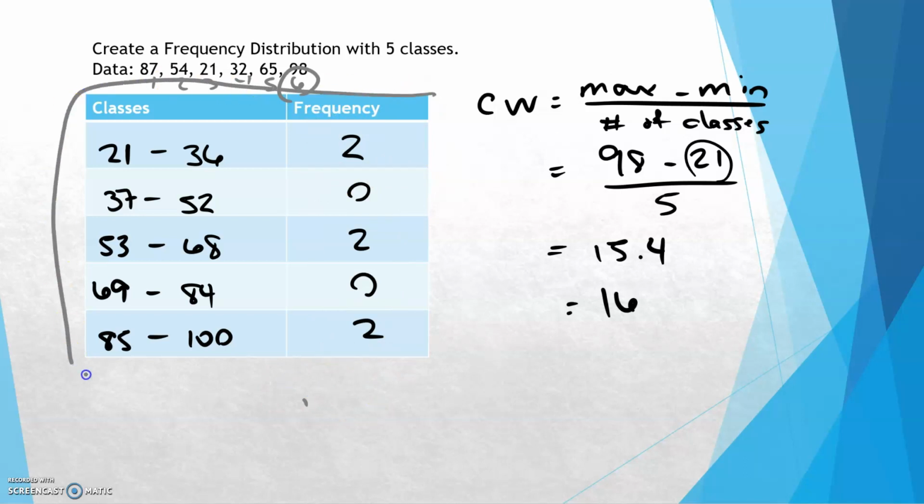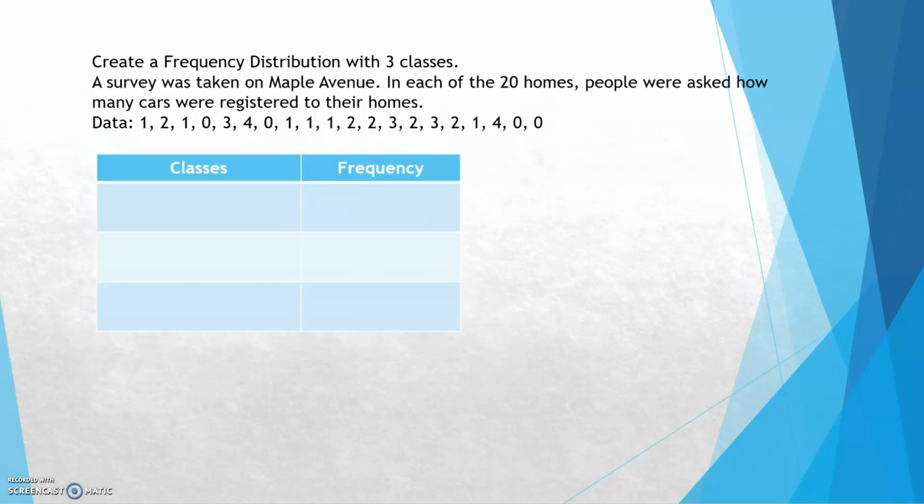Okay, this right here is our frequency table based on that data set and that number of classes. Now we're going to make a table with 3 classes. It says in each of the 20 homes, people were asked how many cars were registered to their homes. Here's our data set right here.